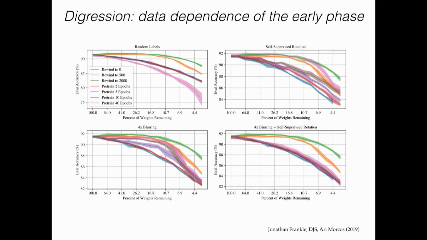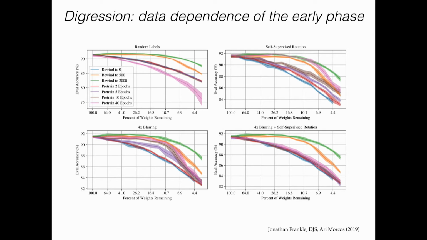But what was more interesting was we thought about what if, instead of training on the task for 2,000 iterations, we do a sort of pre-training on a different problem for a certain amount of time. So first we thought, what if we get rid of label information? What if we give random labels? And here I'm showing, again, the gold standard performance, which is rewinding to 2,000 iterations on the actual task. And if you pre-train with random labels, it just does terribly.